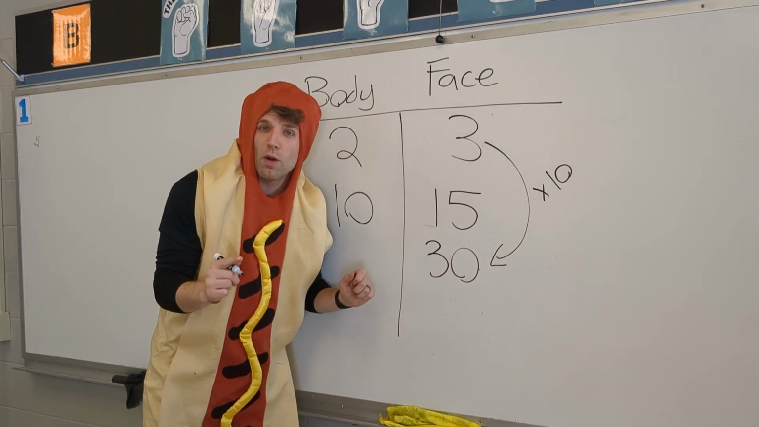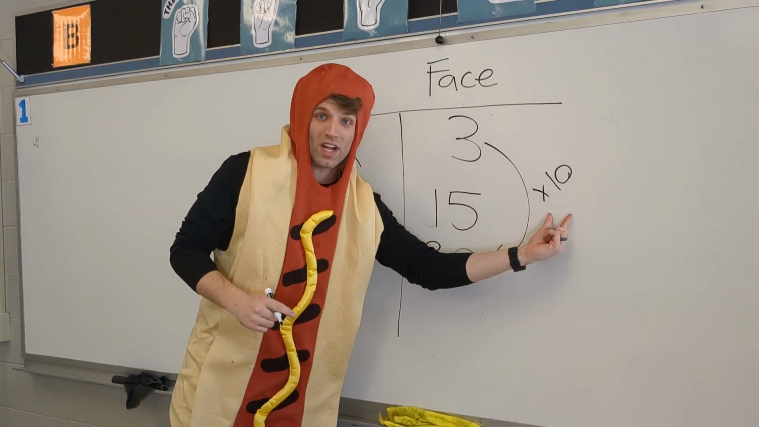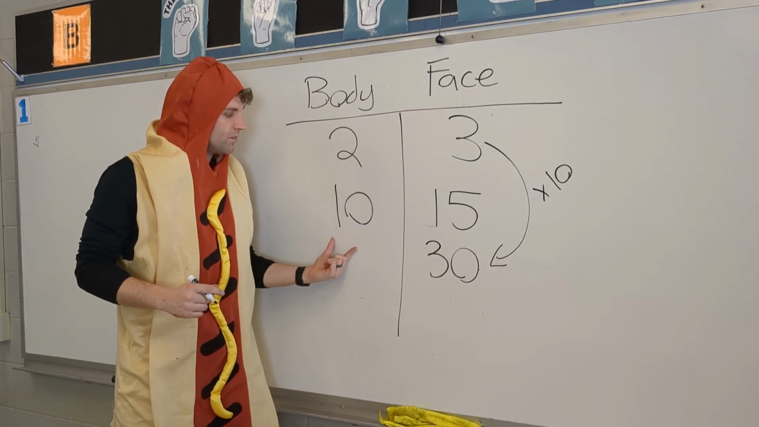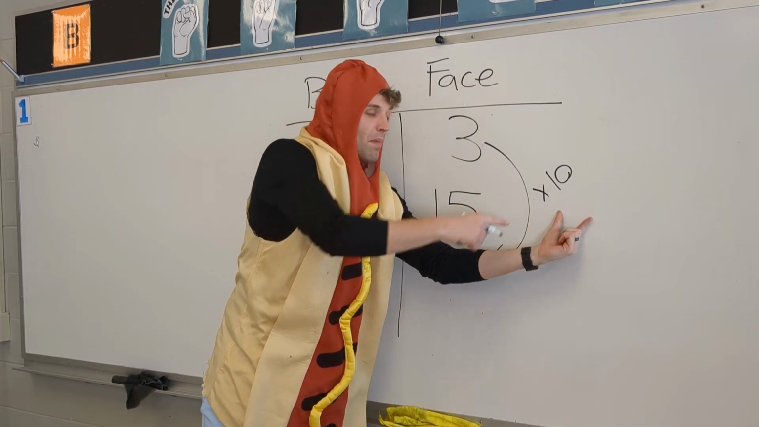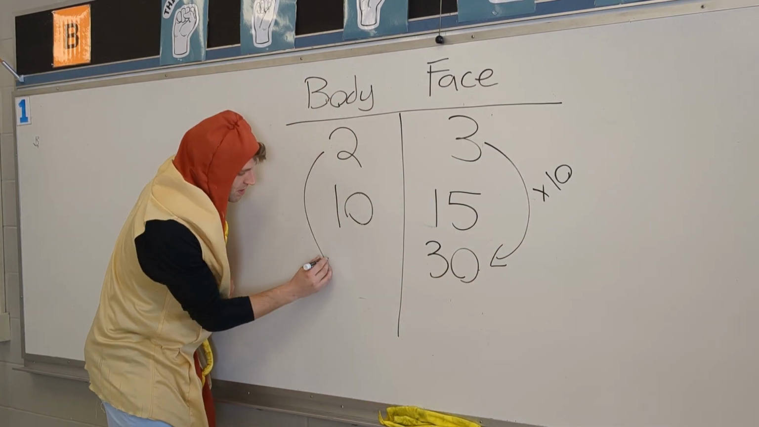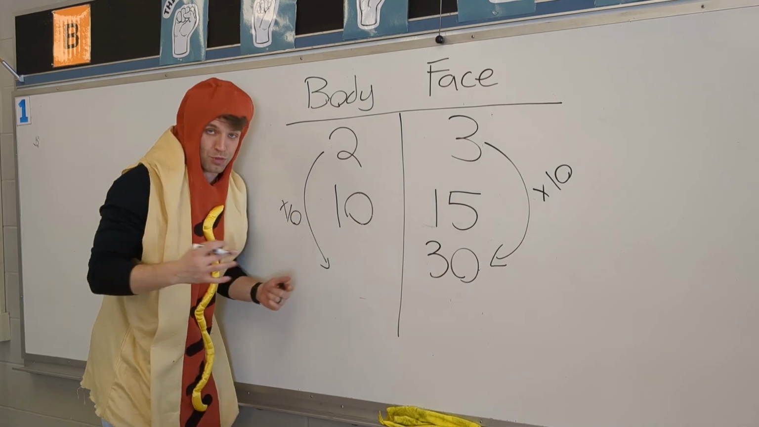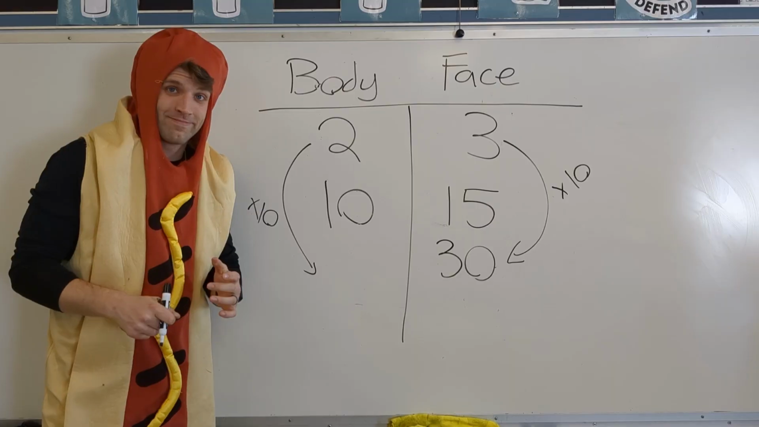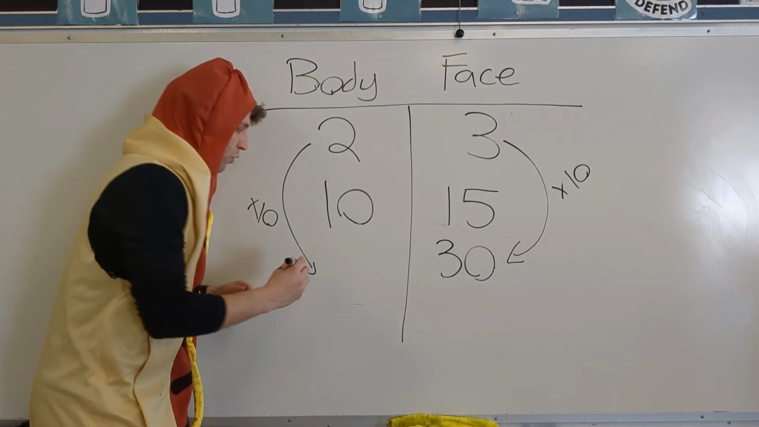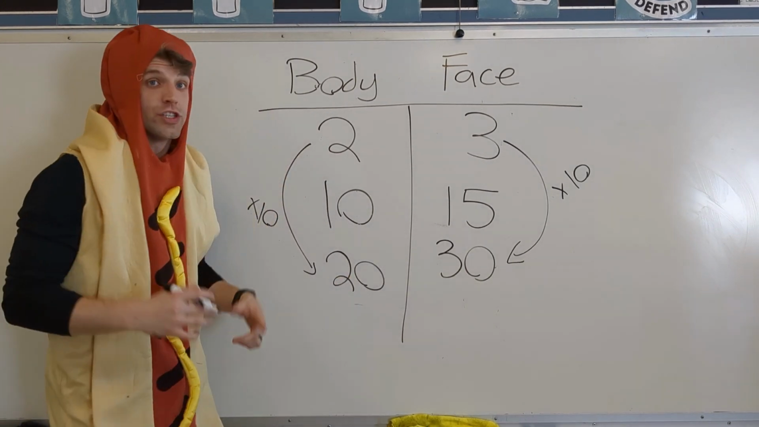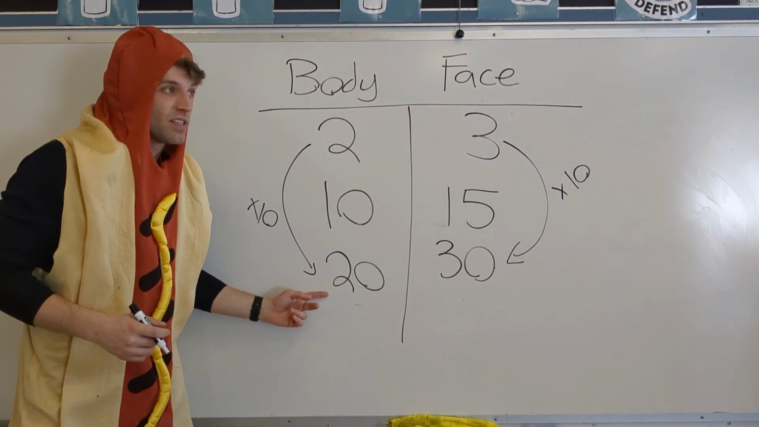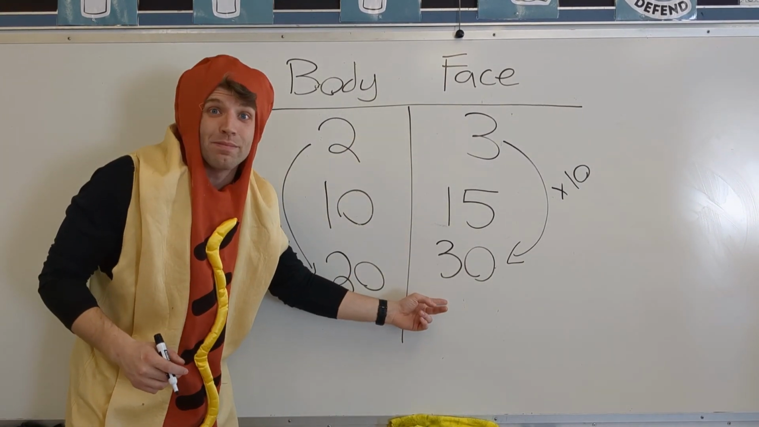But the key to equivalent ratios is whatever I do to one side, I have to do to the other side. So I multiplied my face by 10, so I have to do the same thing to my body. And 2 times 10 would be 20. So when I get hit in the body 20 times, I'm hit in the face 30 times.